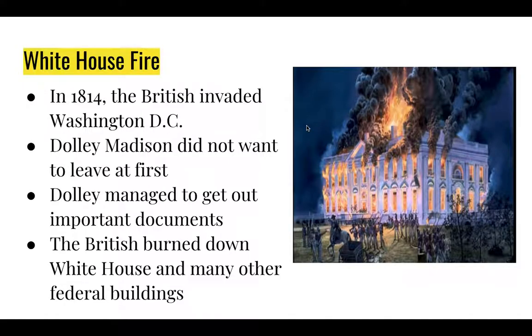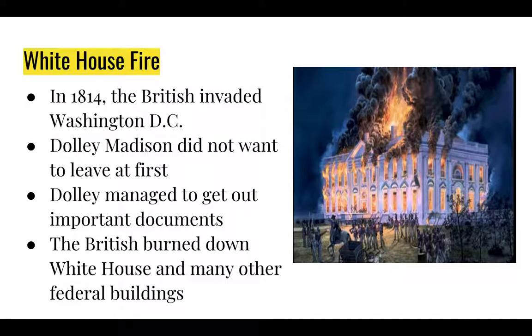Now, one of the famous things that happened in the War of 1812 was the White House burned down. In 1814, right before the end of the war, the British invaded Washington, D.C. Now, Washington, D.C. is right along a major river, and it's part of a peninsula. And so the British could take their ships right up to the edge of D.C.